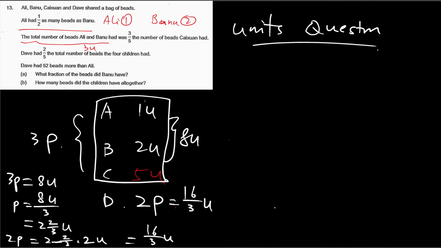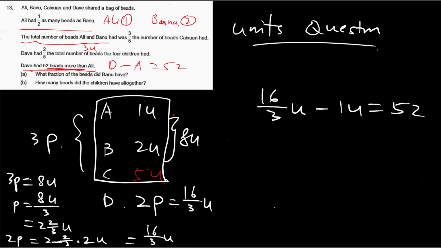So they say Dave has 52 more. So Dave is more: 16 over 3 U minus 1U, because it's compared to Ali, right? So it's 52. Can you see from here? Over here it means Dave minus Ali is 52. So I use Dave minus A from this chart.